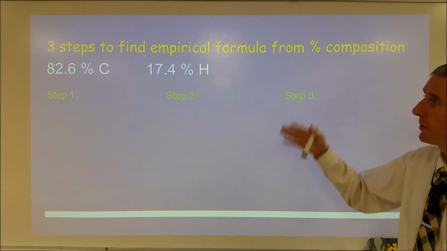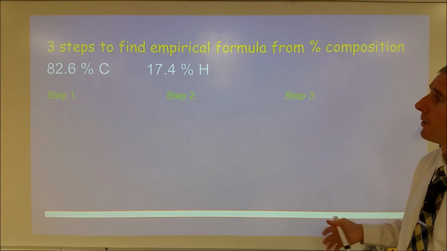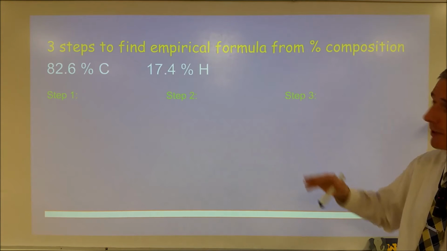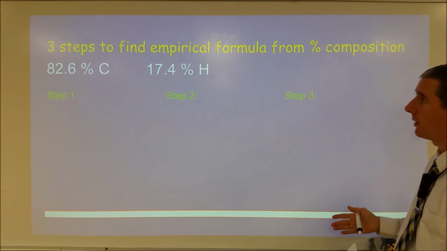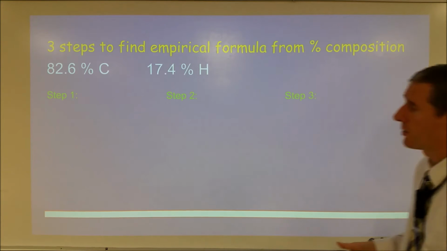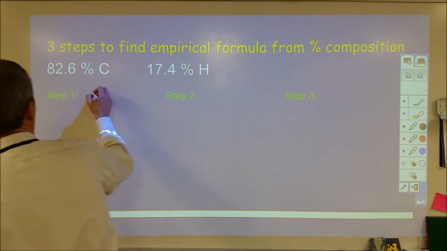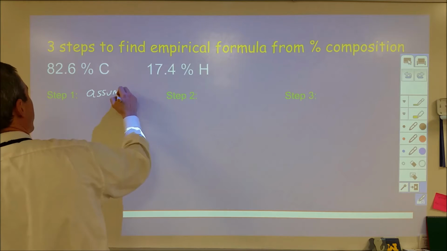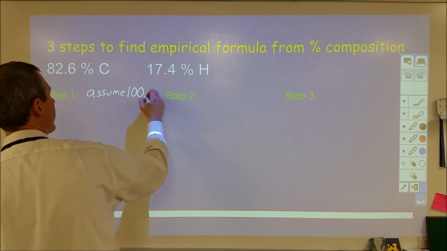Starting with the percent composition, there are 3 easy steps you can do to figure out what the empirical formula is. We're going to show you that here, and then also show you some of the variations you might see on that. So the first step is really simple. You assume that you have 100 grams of whatever the compound is.